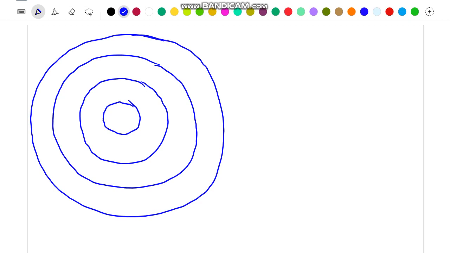Radii are given to us as 1, 2, 3 and 4 centimeter. Let us write the values over here first. R1 is equal to 1 centimeter. Similarly, R2 was 2 centimeter, R3 3 centimeter, and R4 was 4 centimeter.